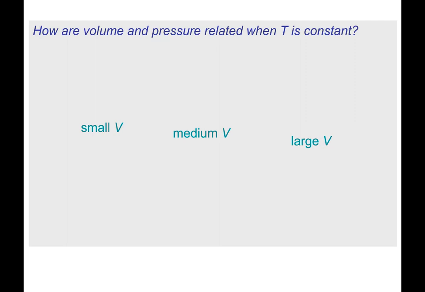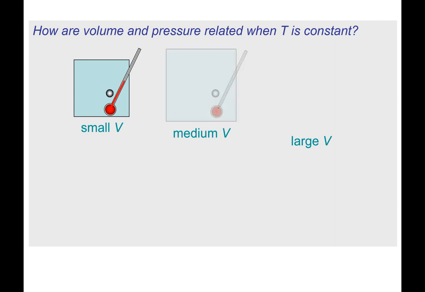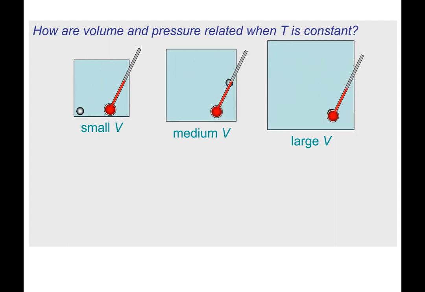Next, we're going to look at how volume and pressure are related when the temperature is constant. So if you look here, I have a small volume box, medium volume box, and a large volume box, and notice the temperature is the same. And they are meant to be moving at the same speed. It might not look the same, the one on the left might look to be moving faster just because it's hitting the walls more frequently. But assume these are the same speed, same kinetic energy.